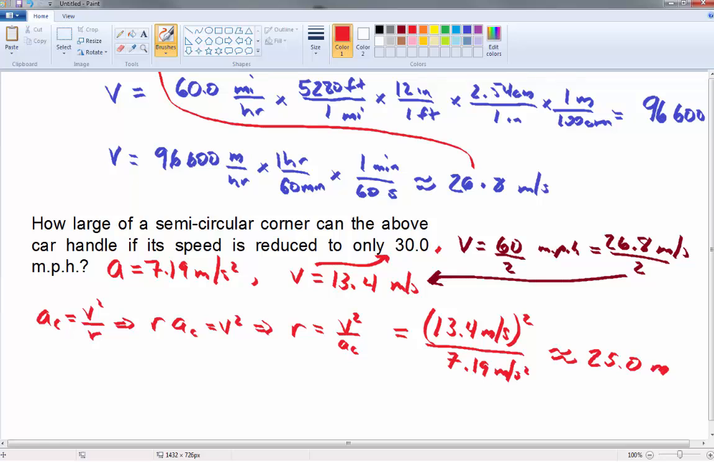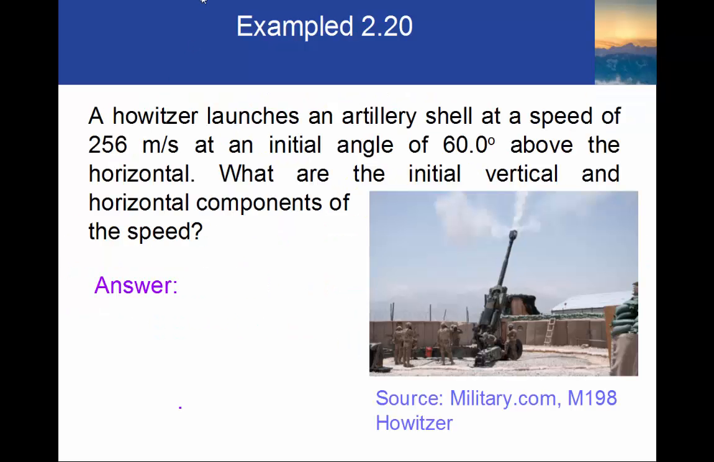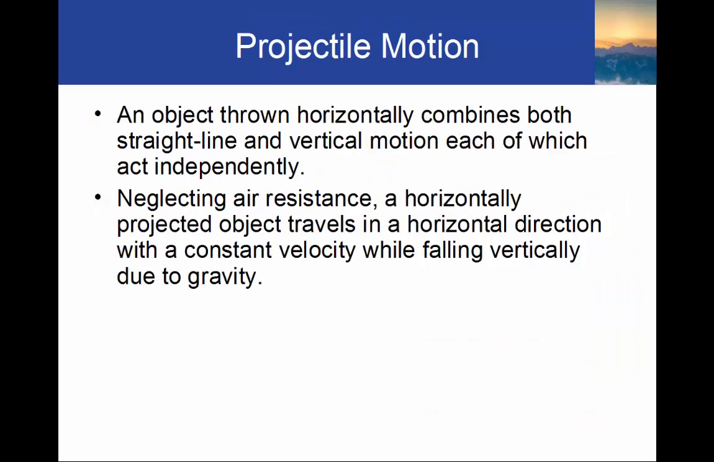I want to conclude by taking a look at a couple of examples that have to do with projectile motion. So we'll start with this one, which is example 220, of a howitzer. Here's a picture of the howitzer firing. The howitzer launches an artillery shell at a speed of 256 meters per second at an initial angle of 60 degrees above the horizontal. The question asks, what are the initial vertical and horizontal components of the speed? To answer this question, I wanted to talk a little bit about projectile motion and why we care about these components of speed.